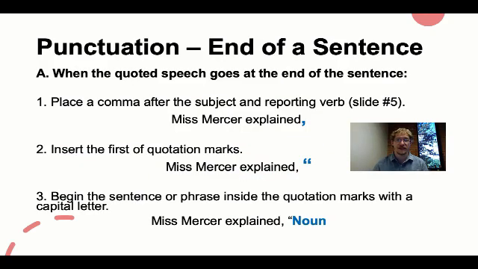Punctuation at the end of a sentence. When the quoted speech goes at the end of the sentence, place a comma after the subject and the reporting verb, such as this, Miss Mercer explained, then comma. And then insert the first of the quotation marks. After the comma, put the quotation marks. Then begin the sentence or phrase inside the quotation marks with a capital letter. So you capitalize after a comma.